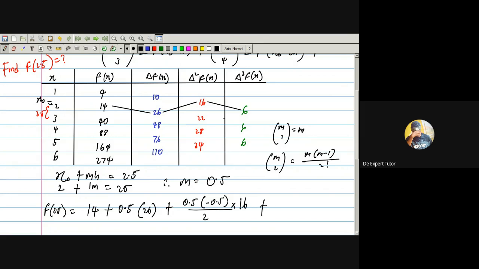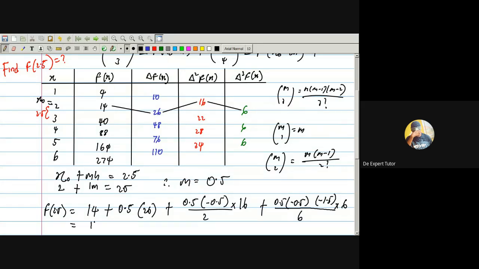Then plus next one, what do we have? M combination 3. What would that be? M bracket m minus 1, m minus 2 over 3 factorial. So let's go. 0.5 times minus 0.5 times what? 0.5 minus 2, minus 1.5. Exactly, all over what? 6. Then times what do you have? 6.